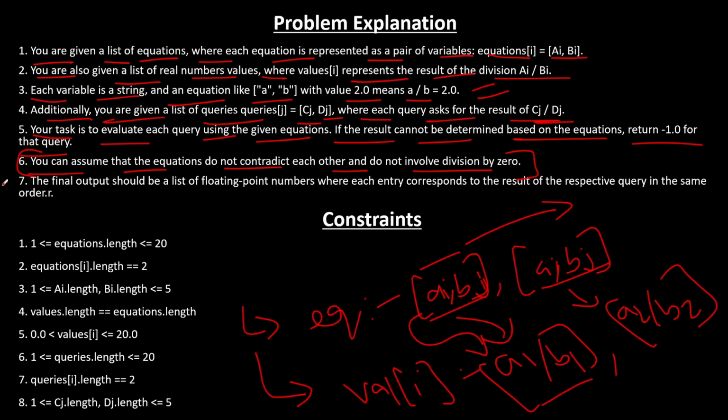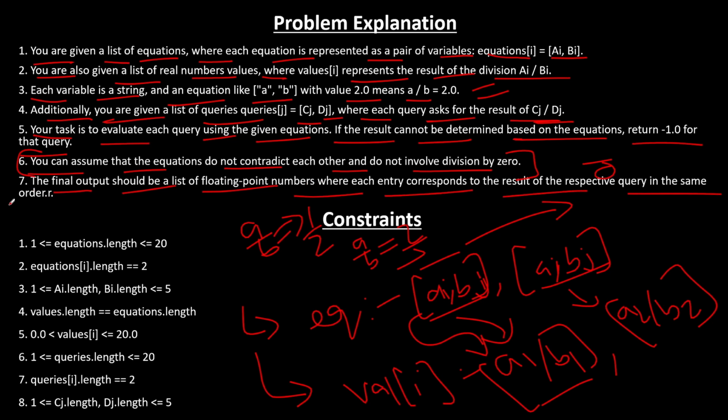That is for our benefit only, that we don't have to consider anything divided by zero or any contradictory nature, like a by b is 1 by 2, so a by b won't also be 2 by 3. The final output should be a list of floating point numbers where each entry corresponds to the result of the respective query in the same order.